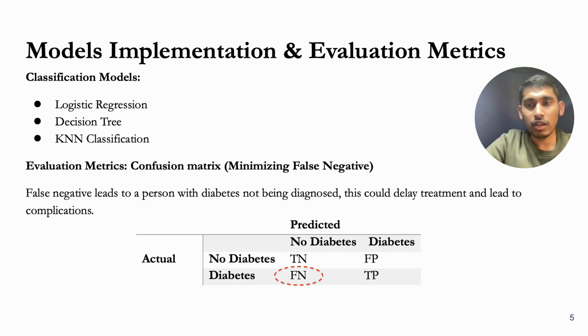In the confusion matrix, our aim is to minimize the false negative cases. In this scenario, false negative cases lead to a person with diabetes not being diagnosed. A false negative is basically a person who actually has diabetes but our model fails to predict. So this will delay the treatment and also lead to further complications. We need to minimize the false negative cases.